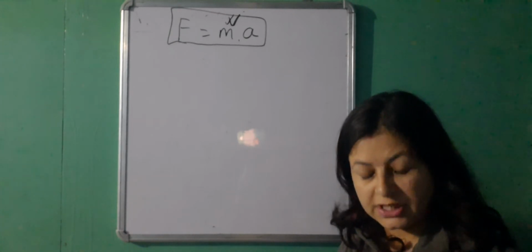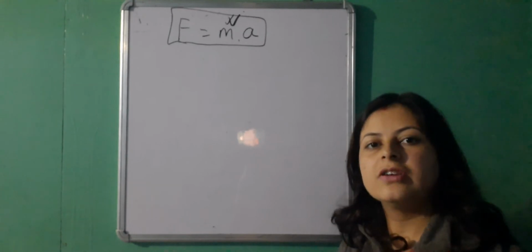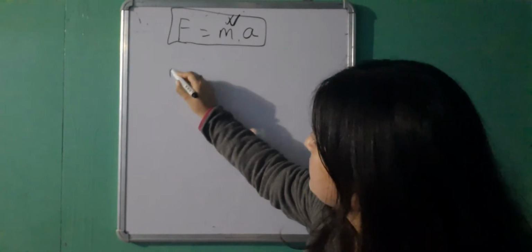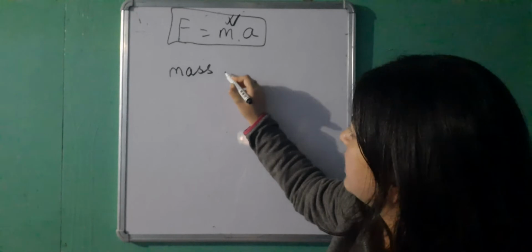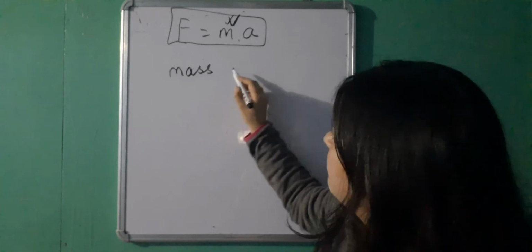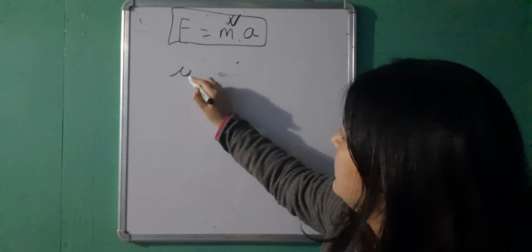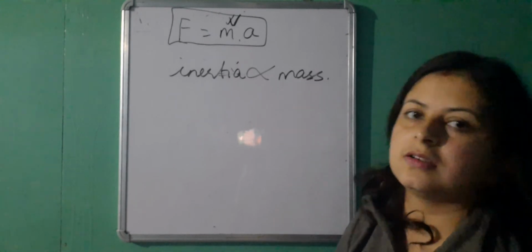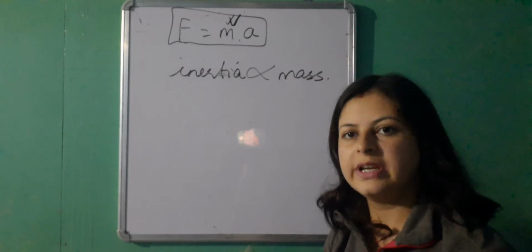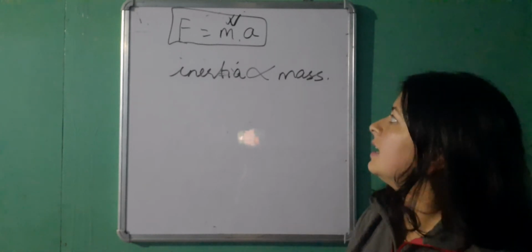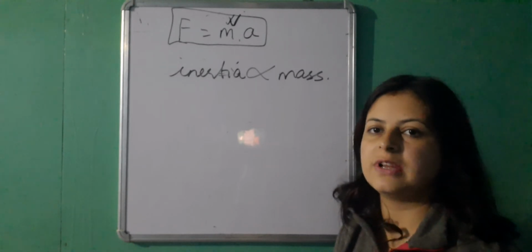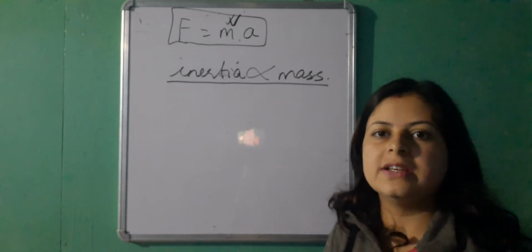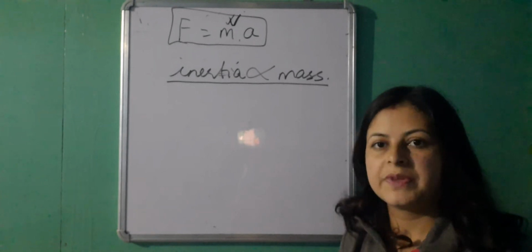In the last class, when we were doing Newton's first law of motion, we learned about inertia, and we also learned that mass and inertia are related. How are they related? Mass and inertia are directly proportional to each other. So inertia is directly proportional to mass. A heavier mass will have more inertia, more inertial resistance. A lighter object with less mass will have less inertial resistance. That is what Newton's second law tells us about the relationship between inertia and mass.